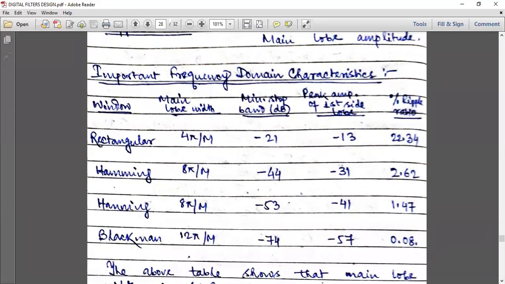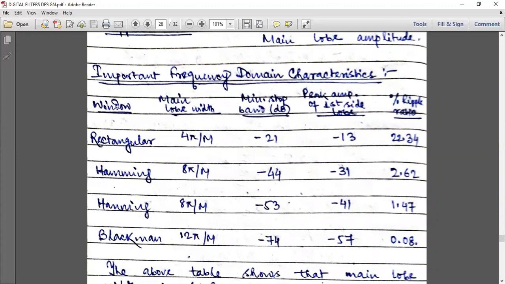Now you can see in my notes, I've given a table-like structure of important frequency domain characteristics. For the 4 windows that we have come to know, I have collected some information in gist, so that it is easy for you to remember. For the rectangular window, the main lobe width is 4 pi by M. Minimum stop band attenuation is minus 21 decibels. Peak amplitude of the first side lobe is minus 13, and percentage ripple ratio is 22.34%.